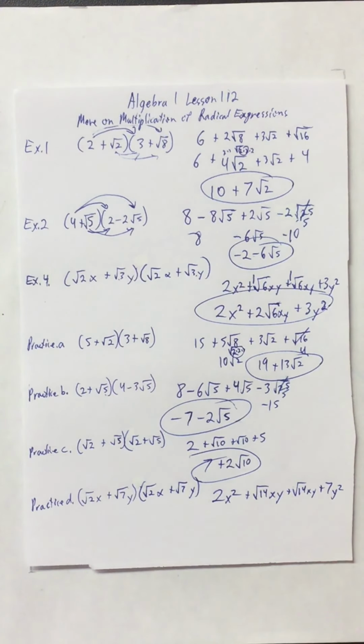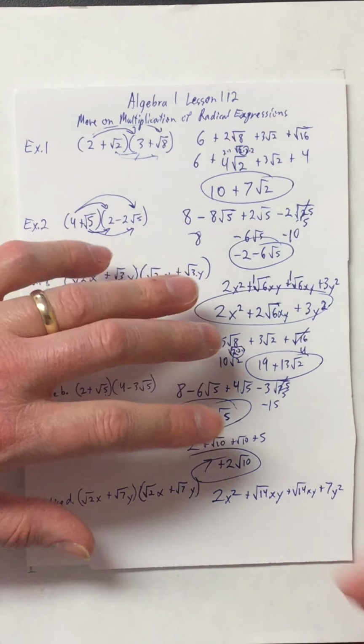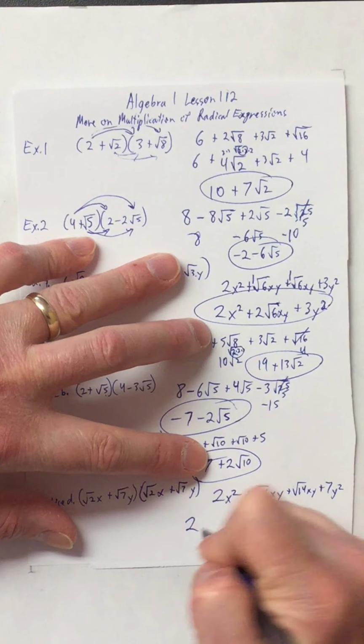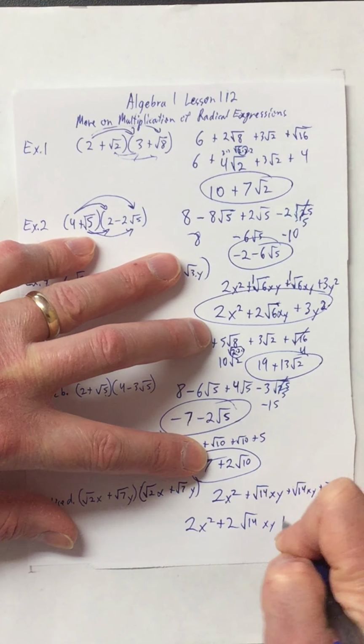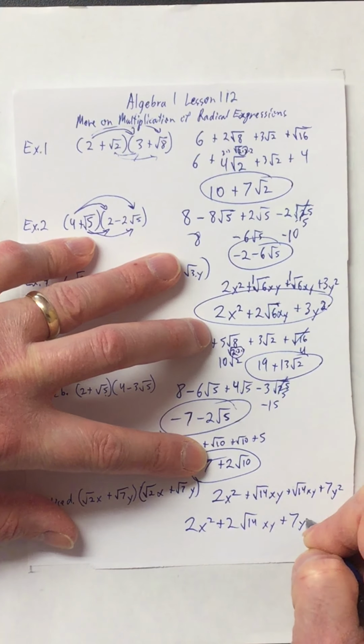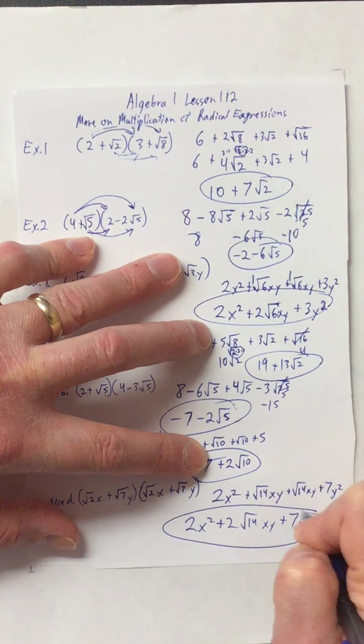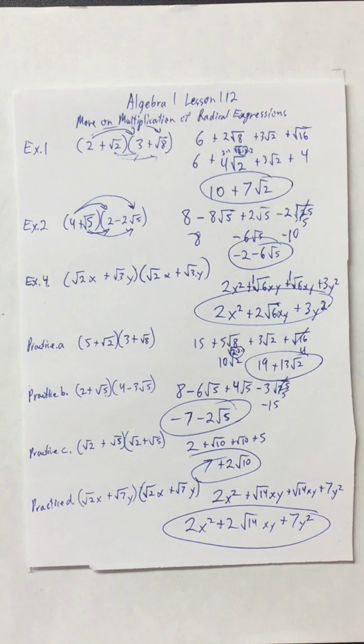So we get to that point. And then ask yourself, is there anything I can combine? Yes, I can combine those two. So 2x squared plus 2 square root of 14, xy plus 7 y squared. And there's my answer for practice problem D. Okay, just make sure you keep your multiplication correct and your combining like terms.